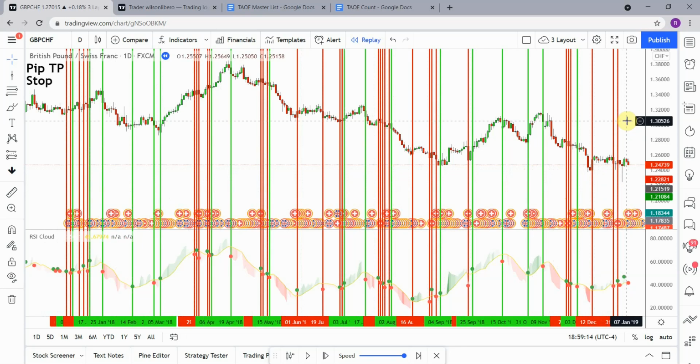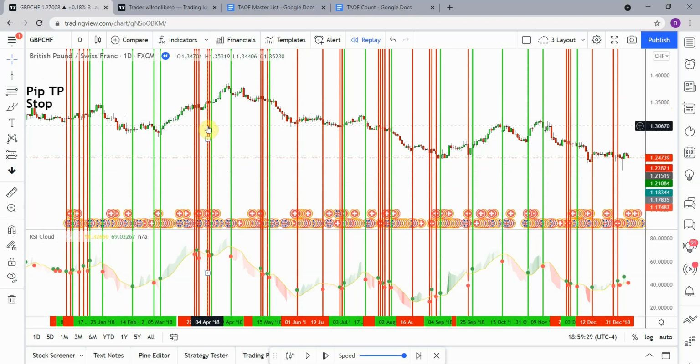So we have 51 trades altogether, and we have 18 winning trades. And so that is not going to meet the 60% criteria.